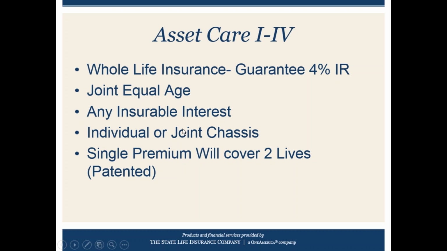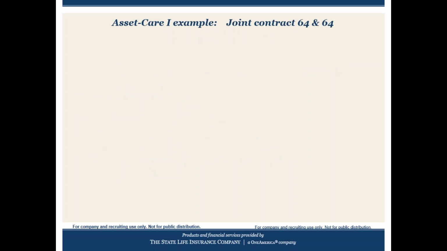We also work on joint equal age. So if you have a husband who's, say, 83, we stop at age 80. The husband can be 83, but the wife can be 70, and we come up with one age between them, and so he will be insurable. So what I just showed you, these bullet points right here, these hold true for all of the asset care products. So like I said, they all have a lot of similarities. So let's start by taking a look at Asset Care One.